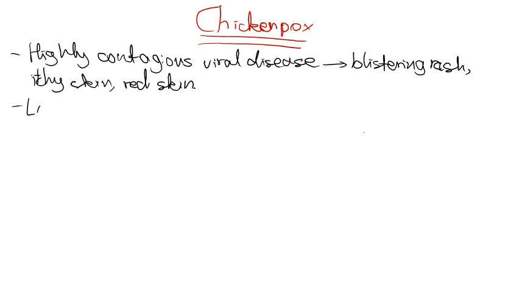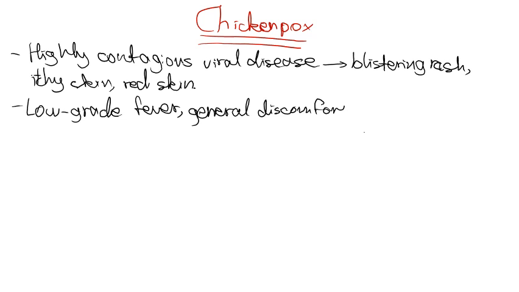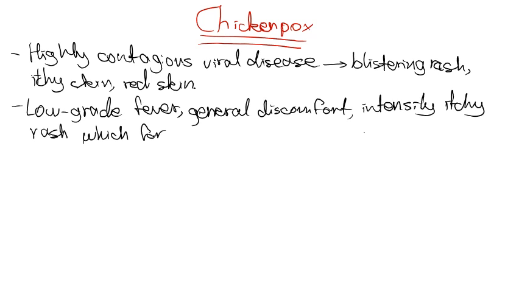Symptoms of this condition include a low-grade fever. So as you can see, it has systemic effects. General discomfort, as is what comes with any sickness. And what's quite pathognomonic or very synonymous with chickenpox is an intensely itchy rash, which forms crusts. And this usually occurs over 5 days.